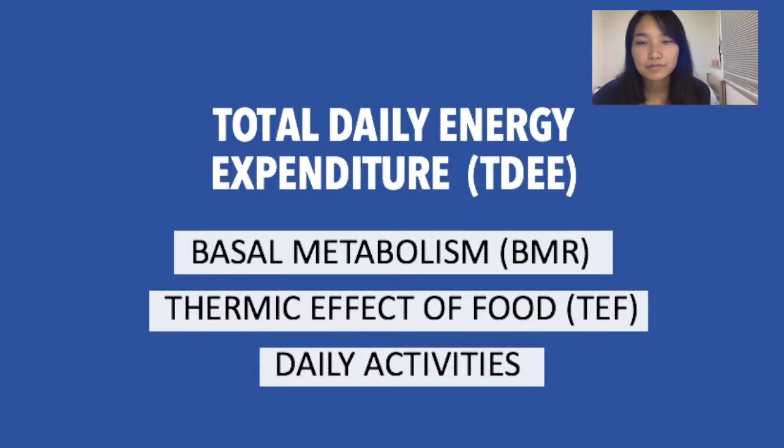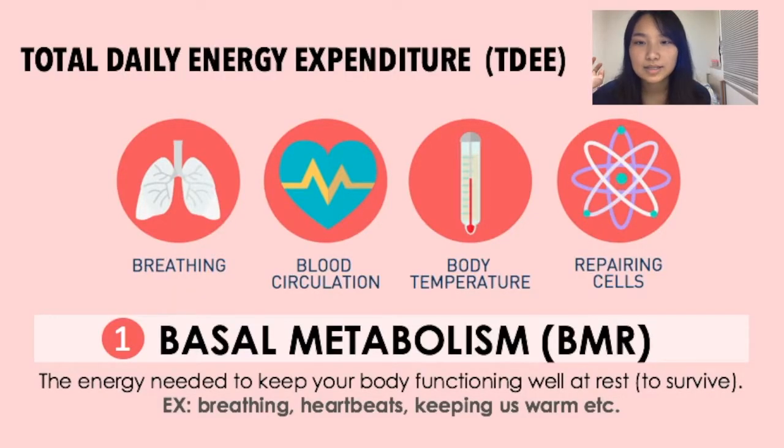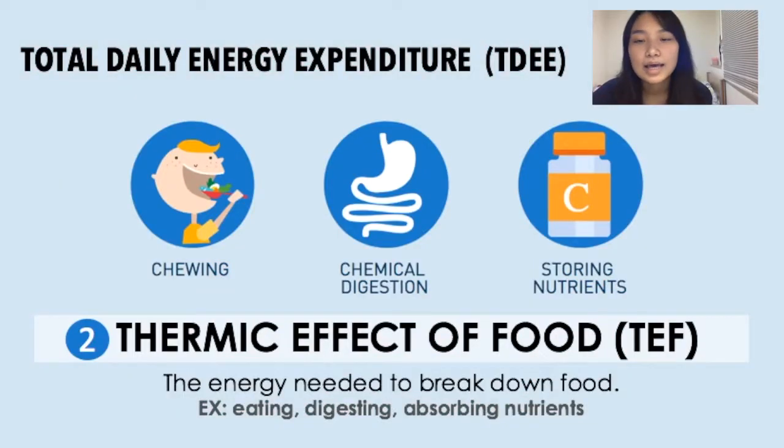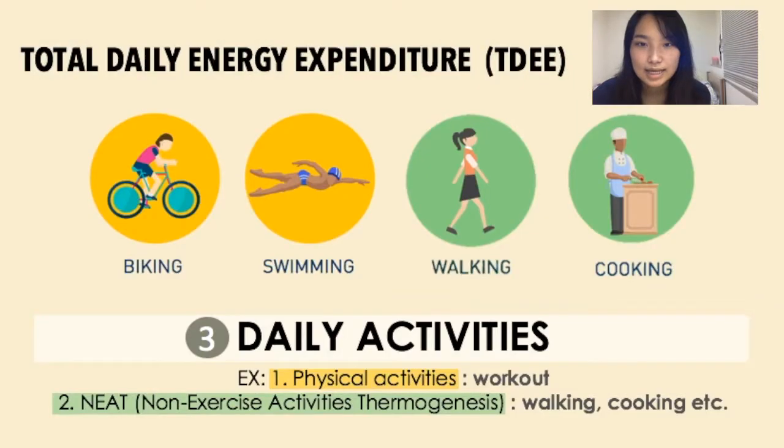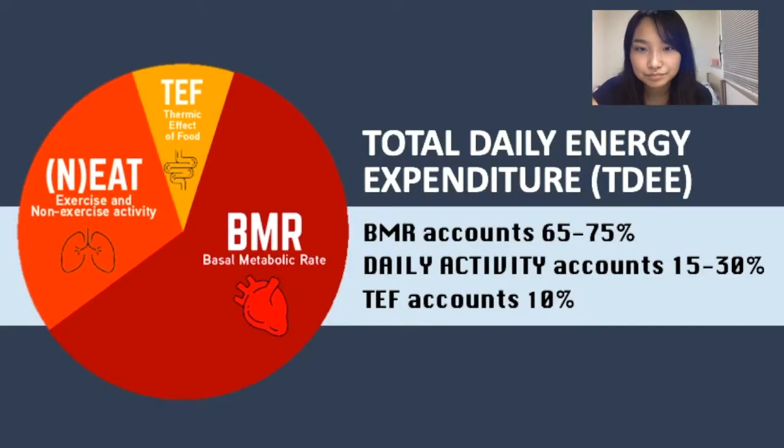TDEE is made up of three parts. BMR. It is basically the energy required when you're being a couch potato. And second one is TEF, thermic effect of food. It is the energy needed to break down your food, such as eating, digesting, and absorbing nutrients. And third one is daily activity. So the energy is needed when we work out and also when we are walking, cooking, or even just standing.